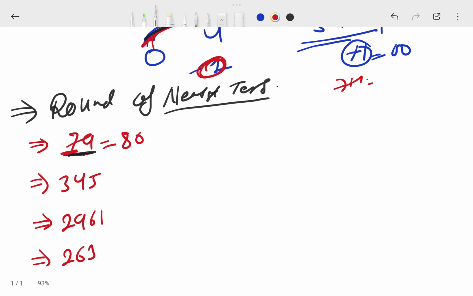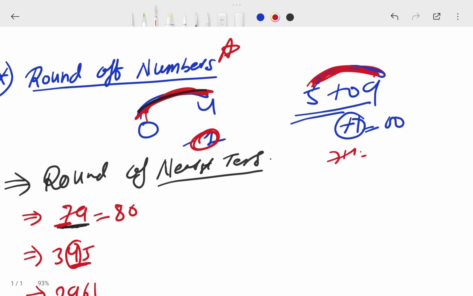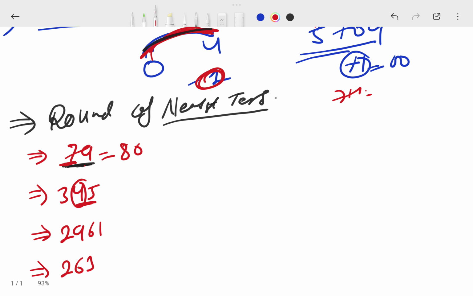Simple. Now in this one we have to see the nearest tens. 4 is in the tens position, but which is nearest? 5. This 5 comes between 5 to 9, so it's going to be plus 1. 4 plus 1 is 5, and it's going to be 50. Why? Because 4 is the tens position, but we don't have to see this, we have to see the digit next to it.